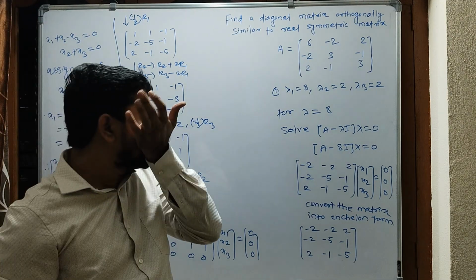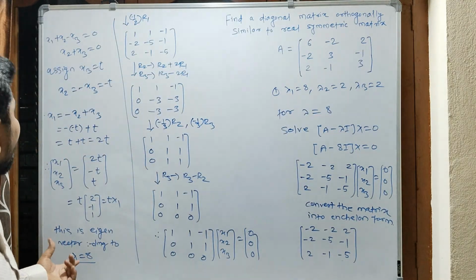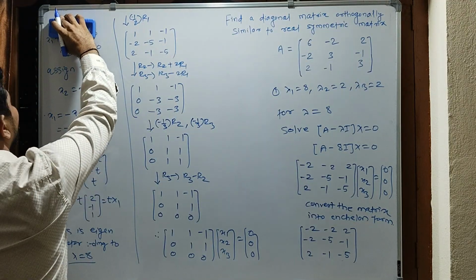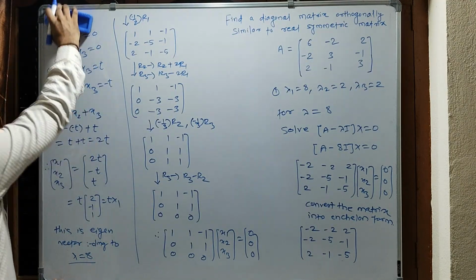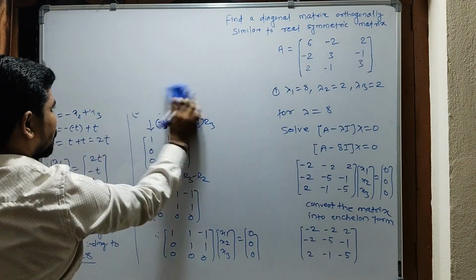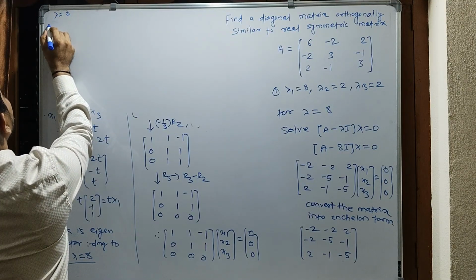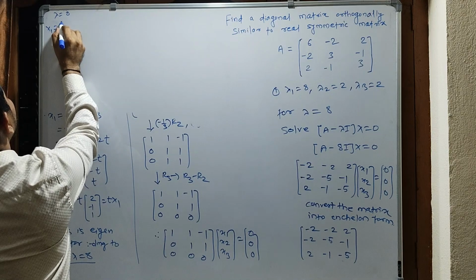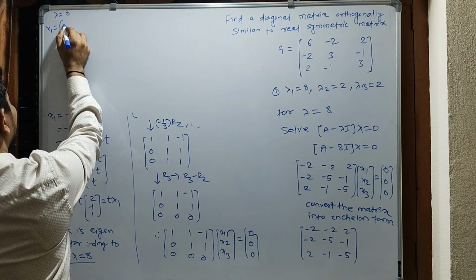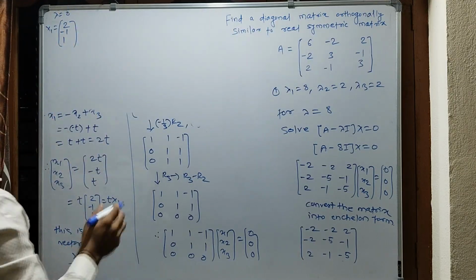Now I want to find the eigenvector corresponding to the eigenvalue 2. So here this is one eigenvector, so I will write this eigenvector over here. Please pause and write. For lambda equal to 8, this is my eigenvector. Let's say x1 equal to 2, minus 1 and 1, for lambda equal to 8.